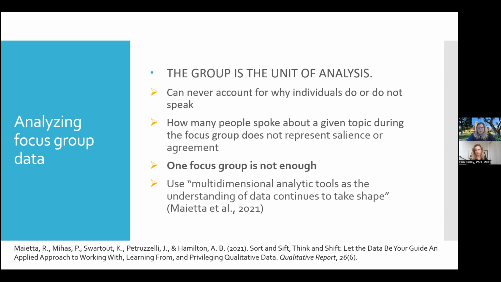So one of the big things that we really want you to take away from this workshop is that the group is the unit of analysis, which we talked about at the beginning. With focus groups, we just can't fully account for why individuals do or do not speak. They might be very engaged and not say something. They might be nodding, thinking, I'm not saying anything because that person already said what I have to say. And so just because a certain number of people did or did not speak about something, we can't infer salience or agreement at the individual level. That's why it's very dangerous, except under pretty particular circumstances, to analyze our focus groups at the individual level. And I think we've touched on enough why one focus group really would not be enough. And of course, you have many analytic tools and multidimensional analytic tools available to you to work on focus group data analysis.